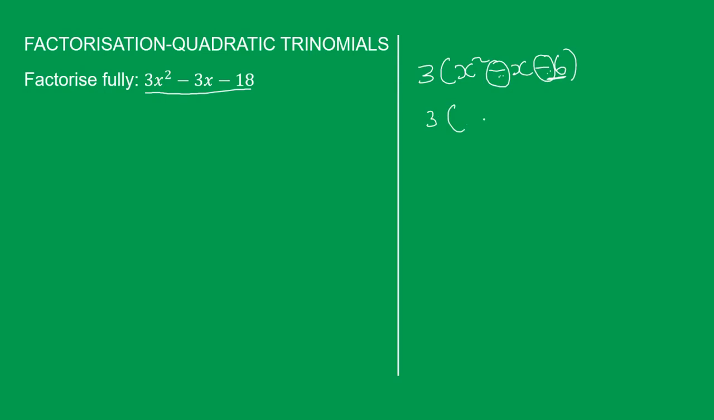And then the factors should be 1 goes with 6, 2 goes with 3. Or this one we can get a negative 1 here. If this is negative 3, then positive 2. So it should be x minus 3, x plus 2.